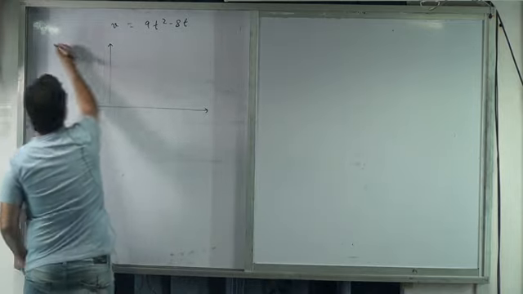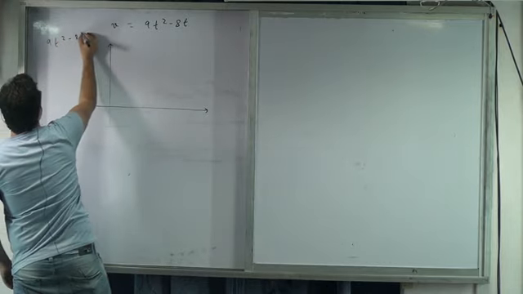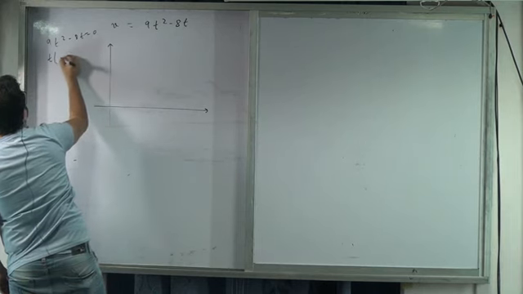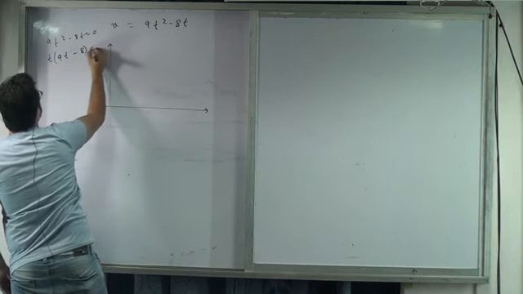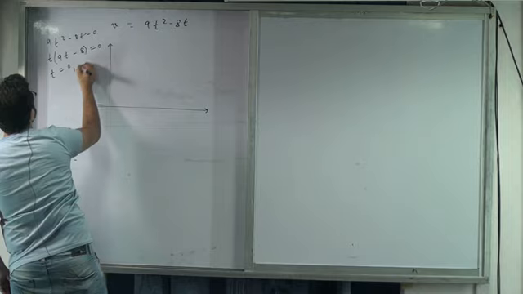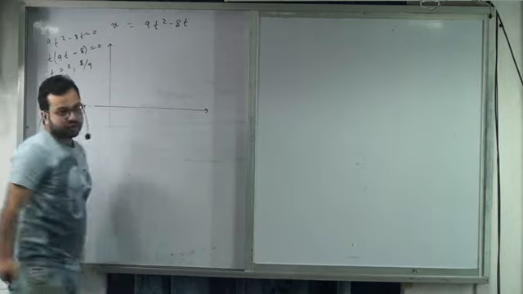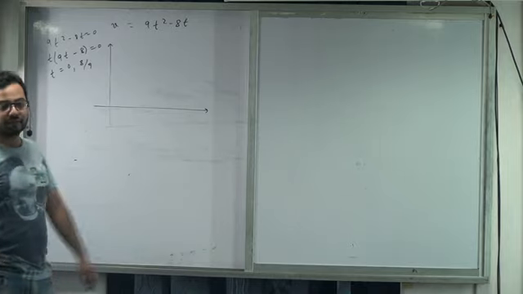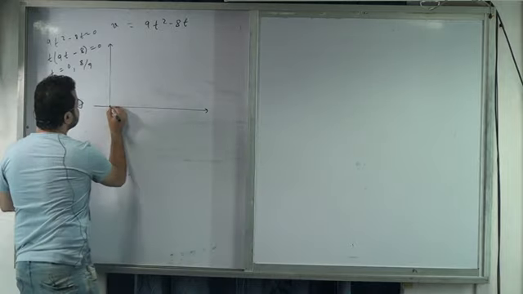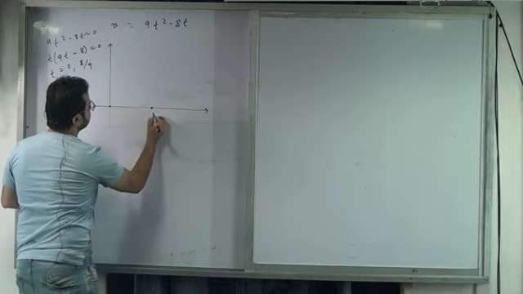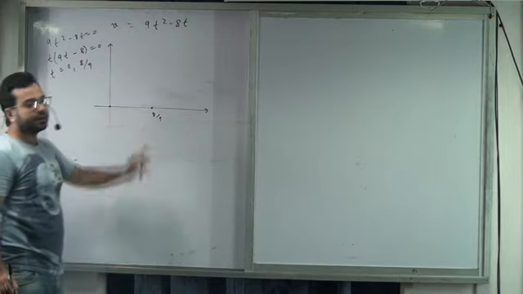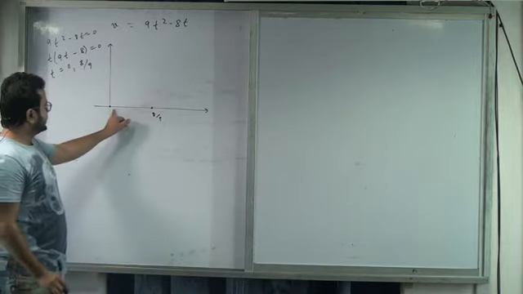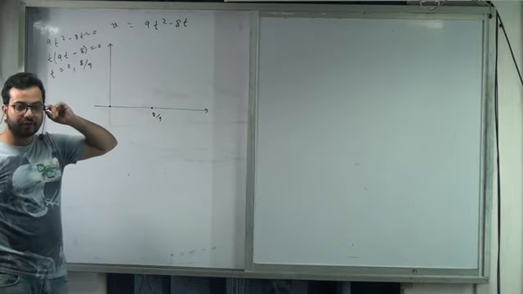If I make 9t square minus 8t equal to 0, I can take t common and that will give me t(9t minus 8) equal to 0. So that gives me either t is equal to 0 or 8 by 9. So at t is equal to 0, the graph will be at 0. At t is equal to 8 by 9, the graph will be at 0. So this is 0. Let's say this is 8 by 9. So the graph is 0 at these points.